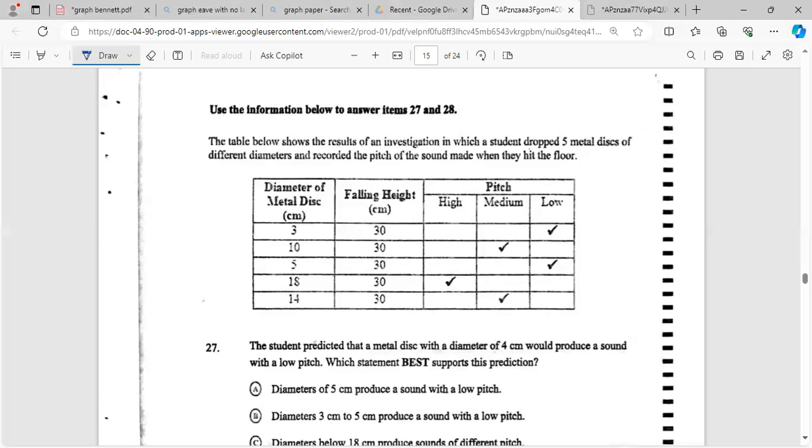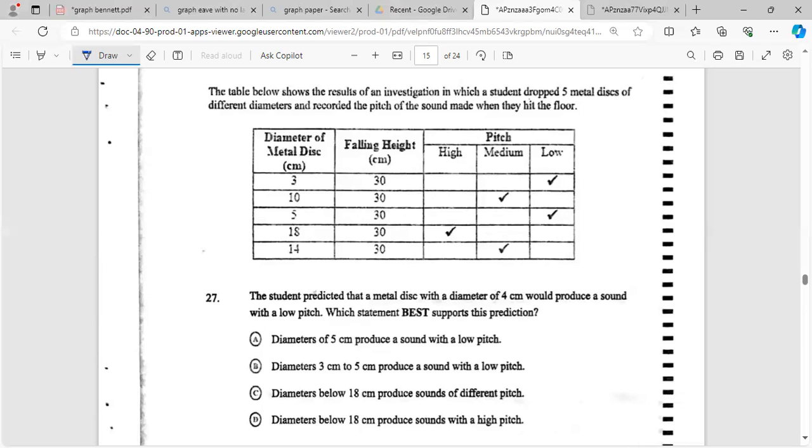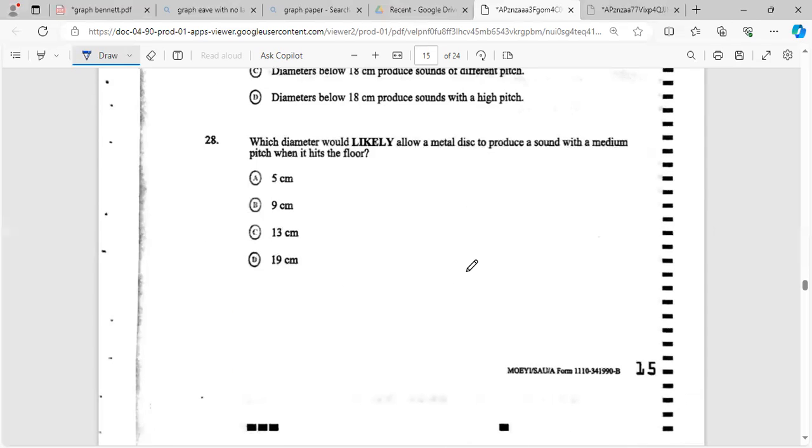Diameters of 3 centimeters produce a sound with a low pitch. Diameters of 5 centimeters produce a sound with a low pitch. Diameters of 3 to 5 produce a sound of low pitch. I'm going to stick with B so far. Diameter of 18. Alright. Let's move on to 28. Which diameter would likely allow a metal disc to produce a sound with a medium pitch when it hits the floor? So 30.